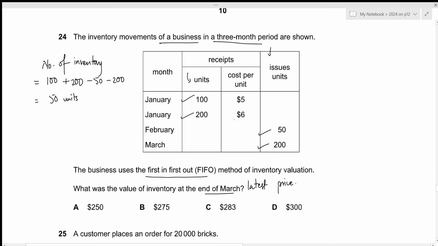Okay, in this case the latest price is 6 and this is for 200 units, which means that 50 remaining units were from this batch of 200 units. So the value of inventory is just going to be 50 times the latest price, which is 6. This gives the value of 300. That is the answer we're looking for, which is given by option D.